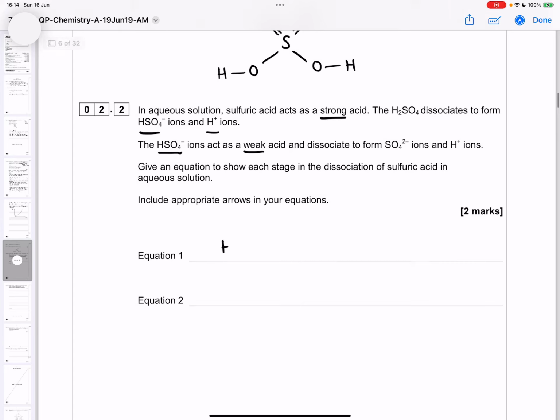Now the trick here is that strong acids fully ionize, and they've given you the clue in the question with the names. So we need to draw a one directional arrow. But then it says that the HSO4 minus is a weak acid and they only partially ionize. So we need to draw a reversible arrow to give us the second hydrogen ion and a sulfate ion.